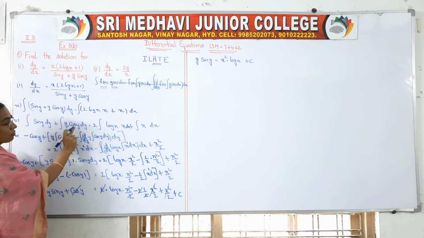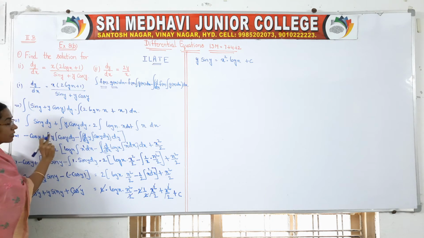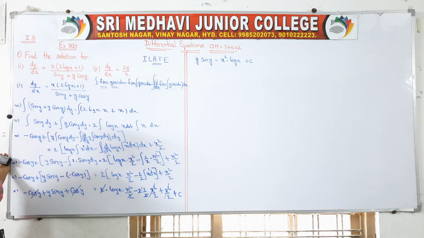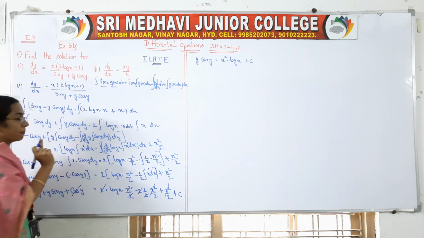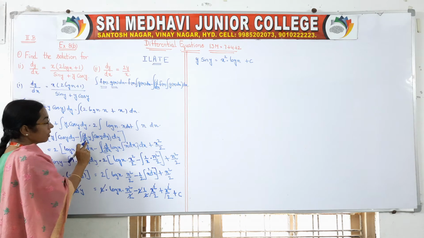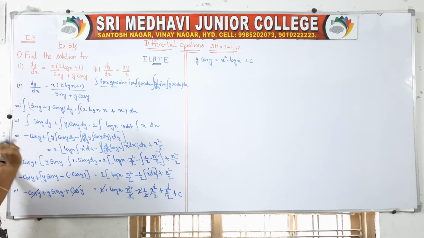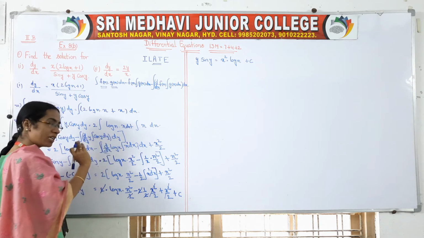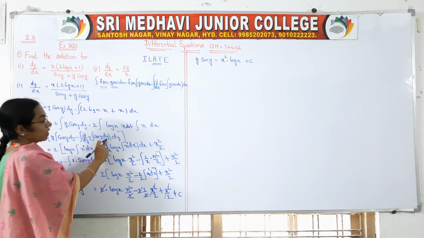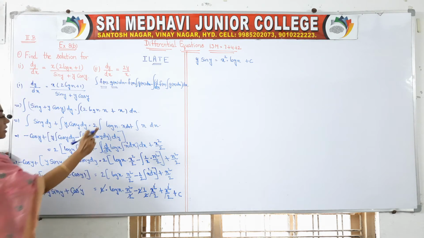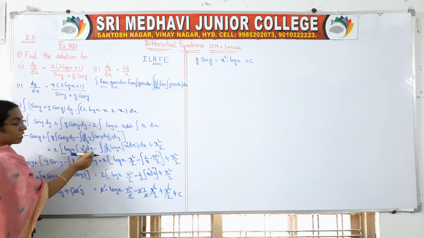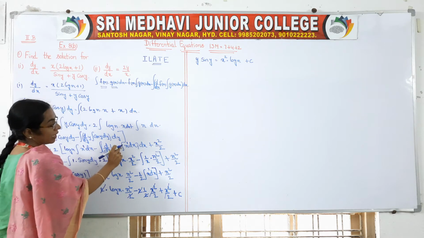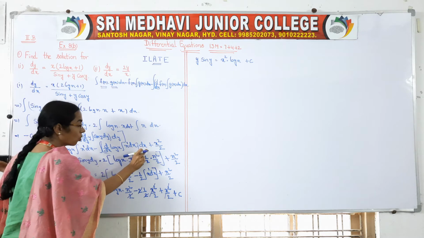So integral f of x into g of x is equal to f of x integral g of x dx. Suppose the function is in terms of x, dx; suppose the function is in terms of y, dy. Minus integral of d by dx of f of x, so d by dy of y, integral of g of x dx, whole dx, but here all terms are in terms of y, so that's why dy dy. This side you will get the same thing, f of x integral g of x dx minus integral of d by dx of f of x integral of g of x dx whole dx.